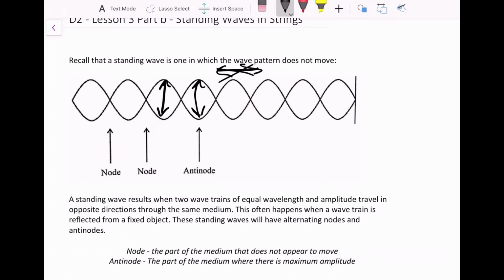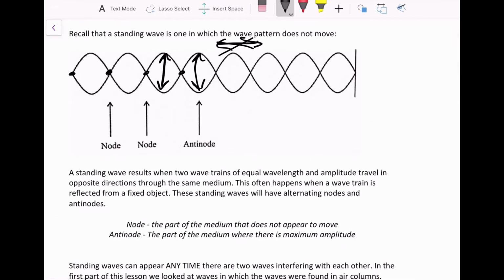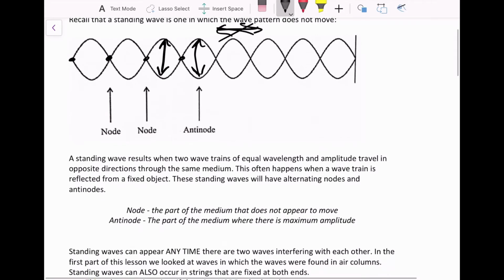Recall that there's always going to be nodes and antinodes. So nodes are these points in between where the wave does not actually appear to be moving at all, and the antinodes are where the maximum amplitude is occurring, although it is flip-flopping back and forth. So if you had a string that was vibrating like this, you could actually grab hold of those nodes and you would feel that it's not actually moving at all.